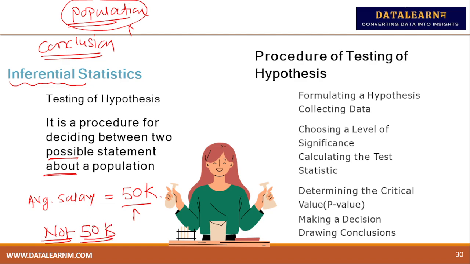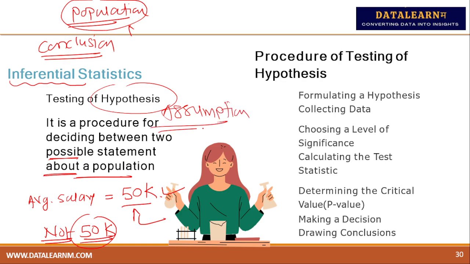Average salary is 50K, and the second statement would be not 50K. One will always be true, right? At least one will be true. So we are deciding between two possible statements about a population. That is the testing of a hypothesis. A hypothesis is nothing but some assumption. You are assuming something and you are trying to prove it.